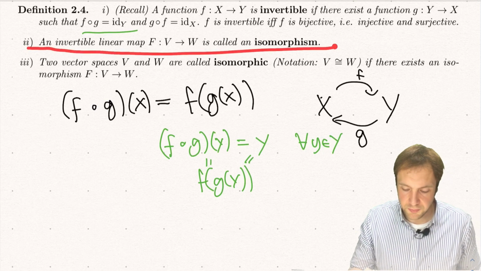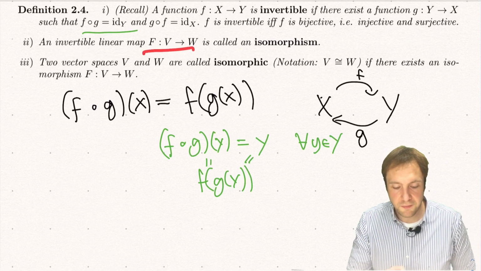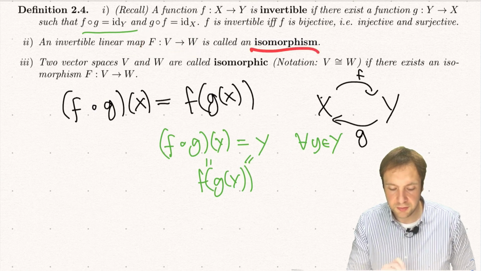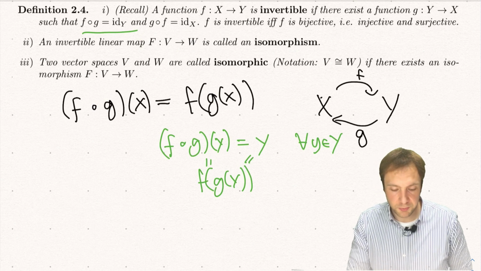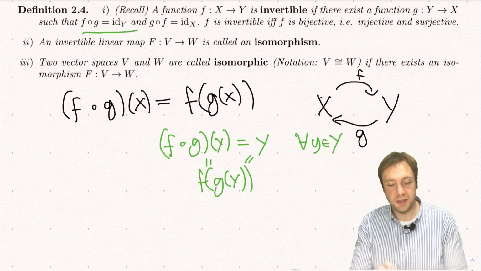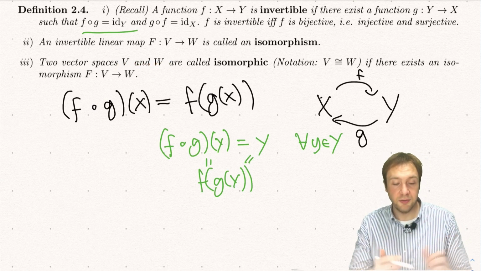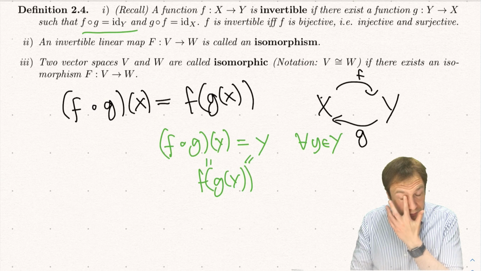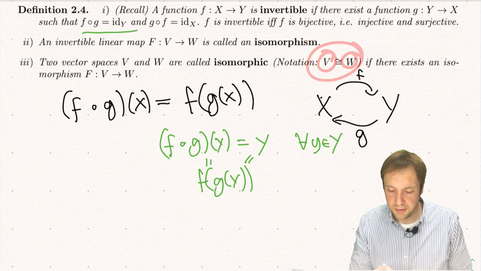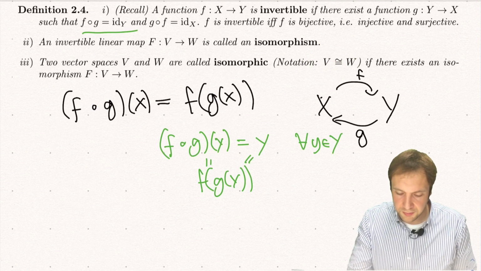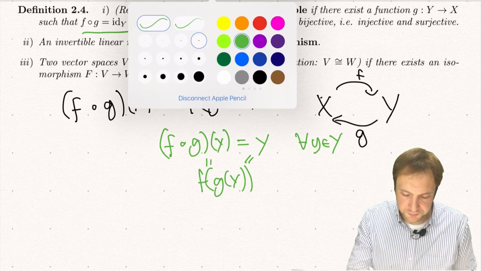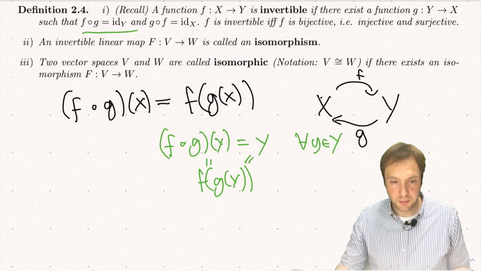And now a new word. So if I have a linear map f, and this linear map is invertible, then we call this f an isomorphism between the vector spaces V and W. And if I have two vector spaces V and W, and there exists an isomorphism between them, then they are called isomorphic, and we have this notation that V is isomorphic to W, and we write this equal sign with this tilde on top.